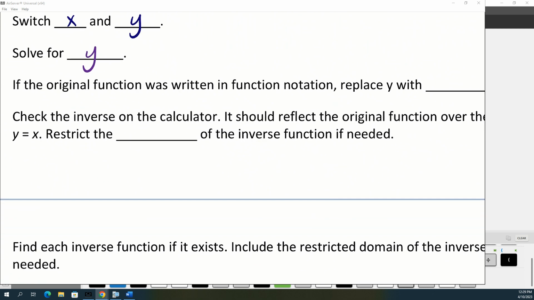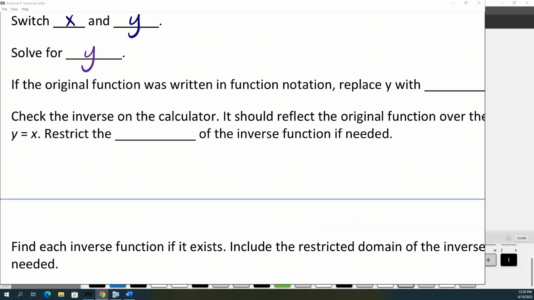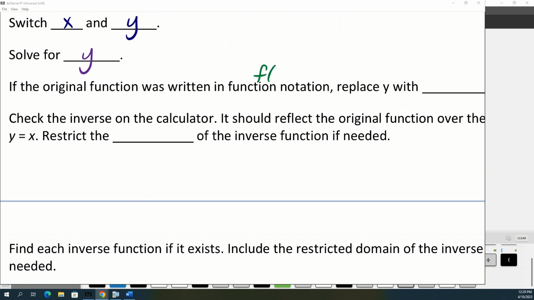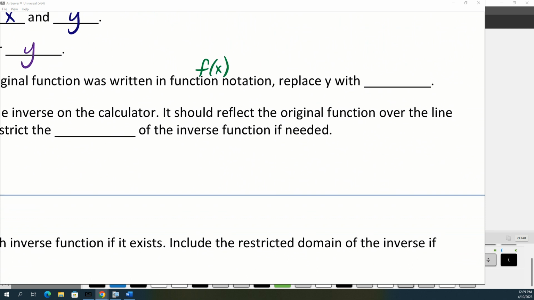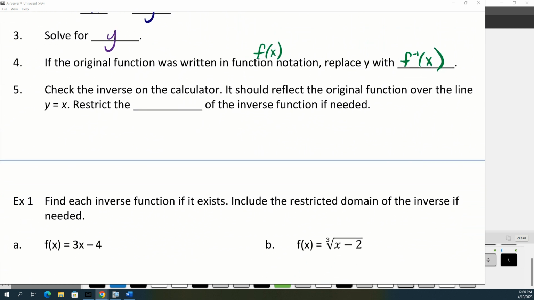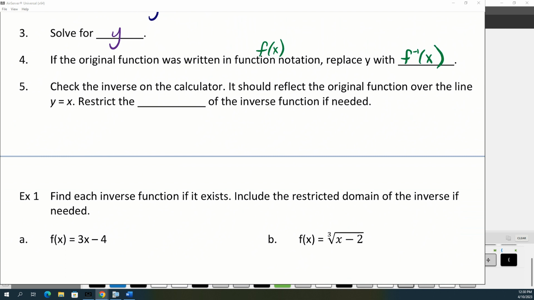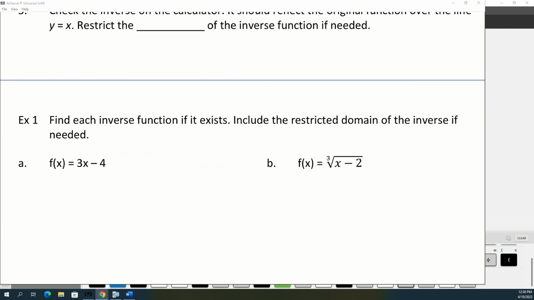And then step 4 is the easiest step, really. If the original function was written in function notation, which is f of x, you replace y with f inverse of x. We are not going to worry about this last step. I don't think it's going to matter for what you guys are going to have to do. If you take pre-calculus next year, we'll talk more about that part of the problem. So on our assignment, we're also just not going to worry about that on the back.